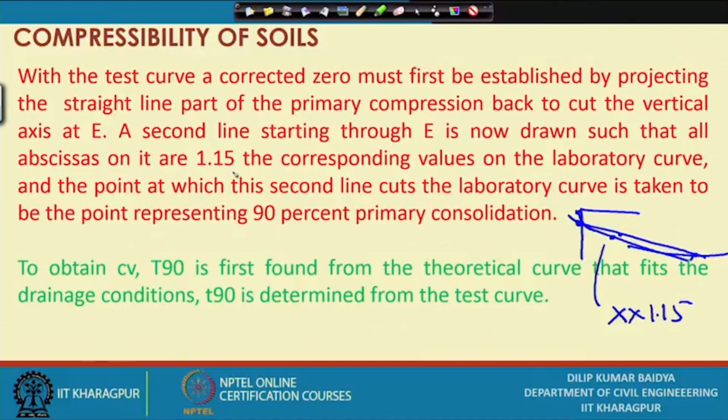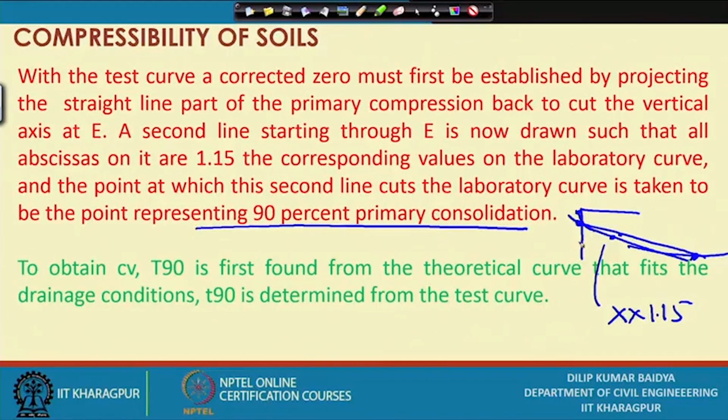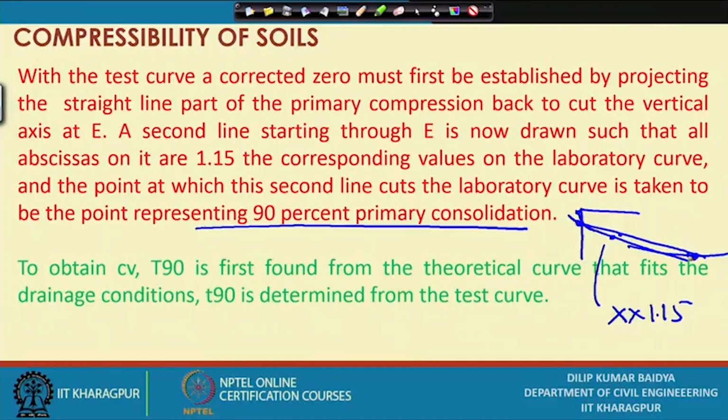Abscissa on it are 1.15 times the corresponding value on the laboratory curve, and the point at which this second line cuts the laboratory curve is taken to be the point representing 90% consolidation. So, this line when intersected, because previously you have observed that at 90% this is the thing happening. Now we are doing it in reverse, we are drawing the line intersecting the curve, and where it is intersecting that we are considering as 90% consolidation. So, U90 you are getting.